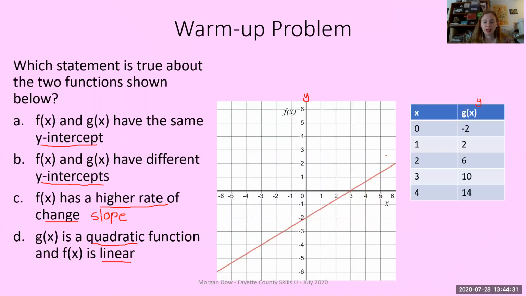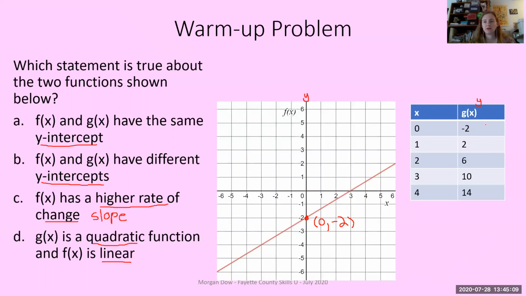So for f of x, when I examine the graph here, this red line, I see that this red line crosses the y-axis here. So this is the point (0, -2). This point is at 0 along the x-axis, and it's at -2 on the y-axis. So the y-intercept of f of x is at -2. It crosses the y-axis at -2.